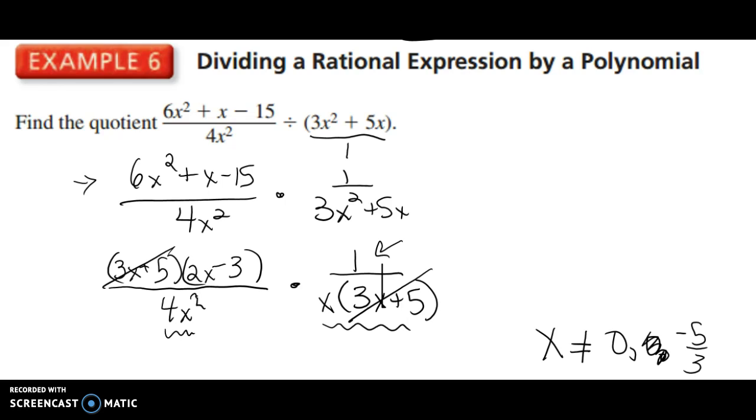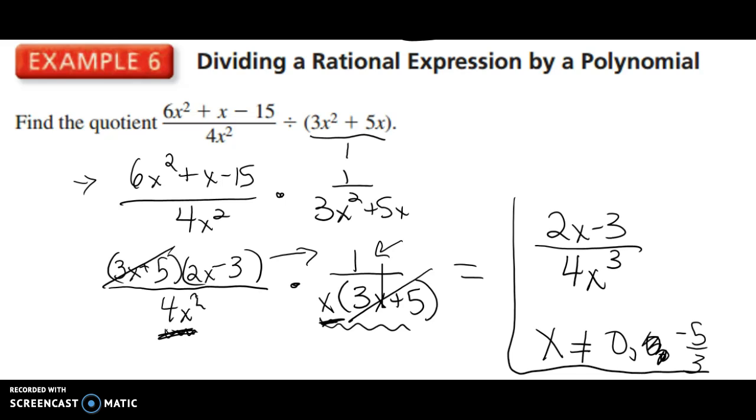There's a 3x plus 5 on the top and bottom. Notice I have an x here and an x here, but it's not top and bottom, so they don't cross out. So now I'm just going to multiply across and get 2x minus 3 times 1 is just 2x minus 3. I have 4x squared times another x, which will be 4x cubed. Double check your final answer. Make sure that you can't factor again. Like the 2/4 does not reduce because of this minus here is added to it or subtracted to it.